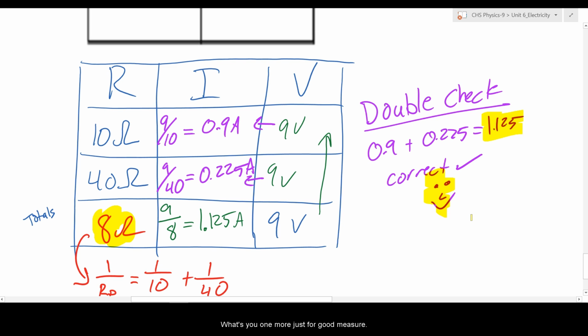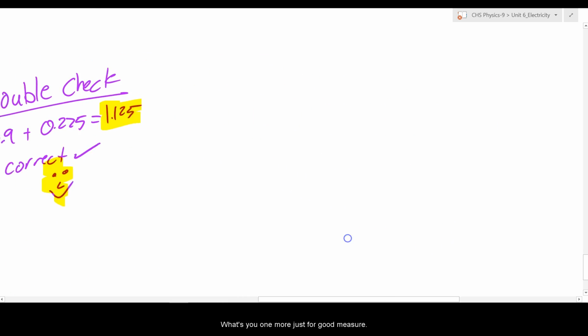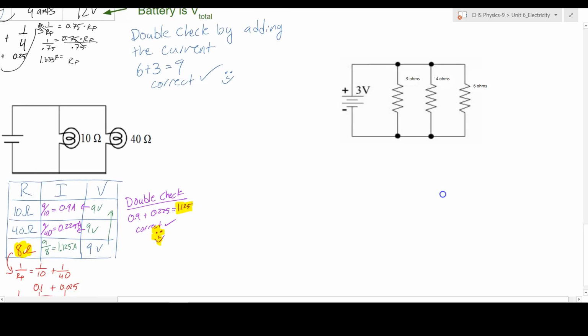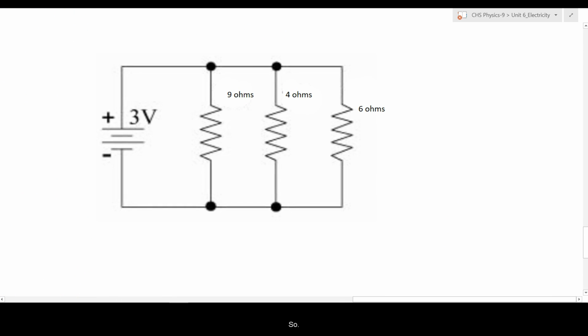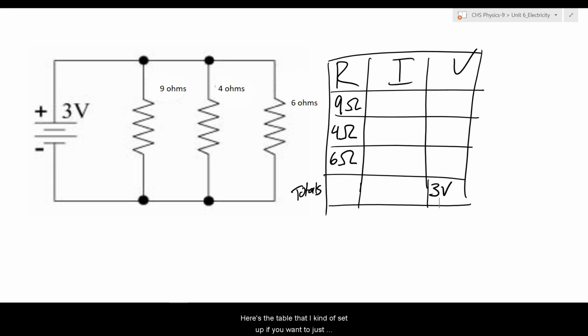So, there we go. Let's do one more just for good measure. Let's see if I can find it. There it is. Okay, so go ahead and pause the video and see what you come up with. I'll be putting the answer up here in just a moment. Here's the table that I set up if you want to double check to make sure that is right. And now I'll be putting up the final answer.